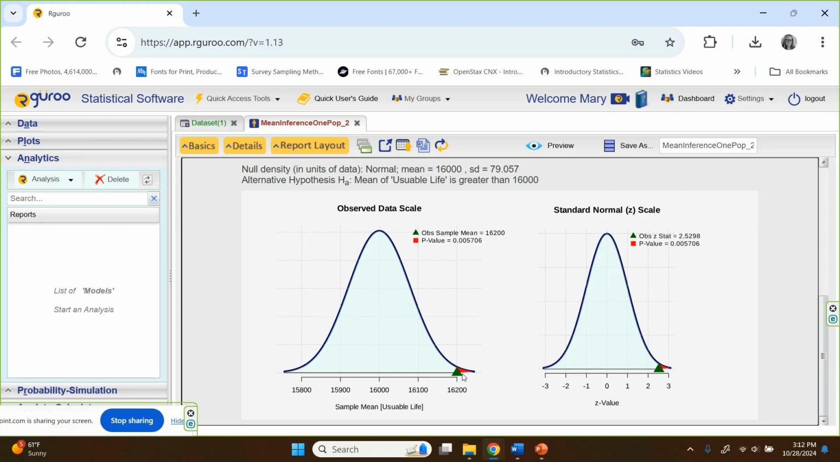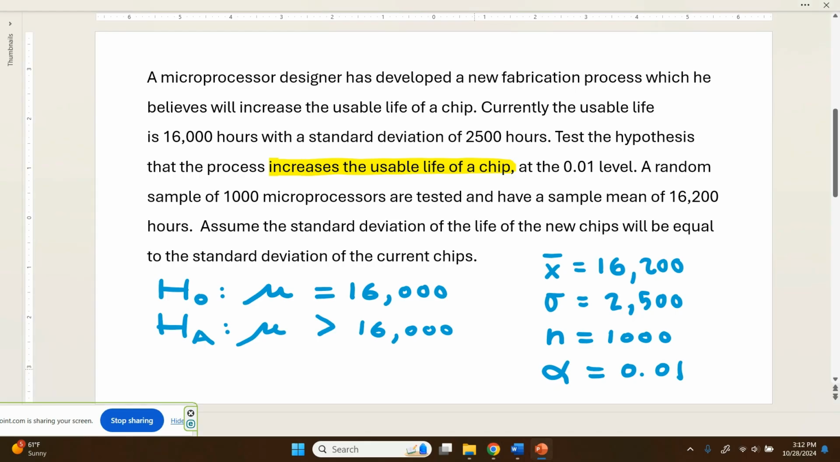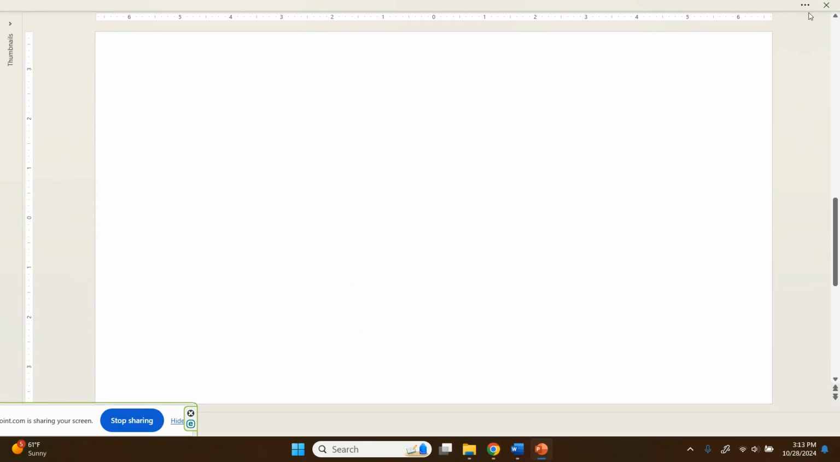And the little red region, as small as it may be, you can see up here on the graph, is the p-value. So, being so far away from the mean of 16,000, testing with a right tail test, we can see that's a really tiny probability value, otherwise known as p-value. So let's go back. I don't have much room to write here. Let's go to another page.